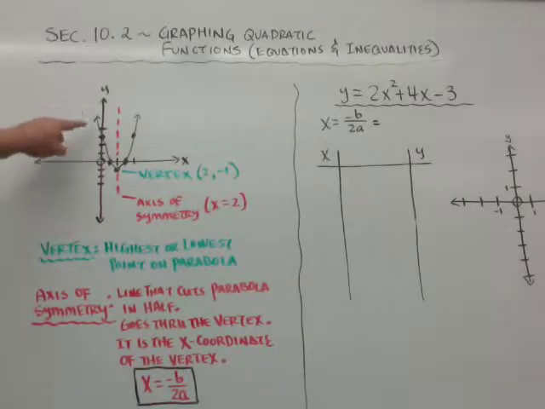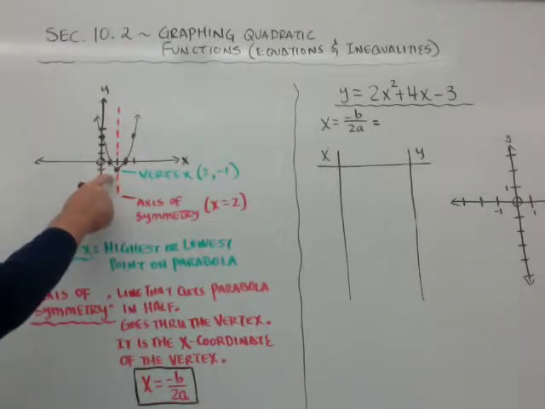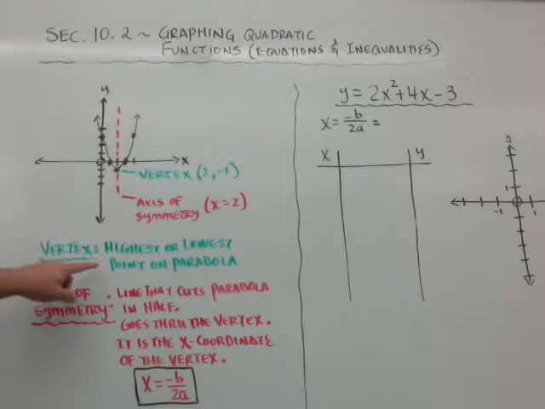Here's a graph of a quadratic function, which is a parabola, the U. The vertex is the highest or lowest point on the parabola. In this case, it's the lowest point. If it was an upside down parabola, it would be the highest point.